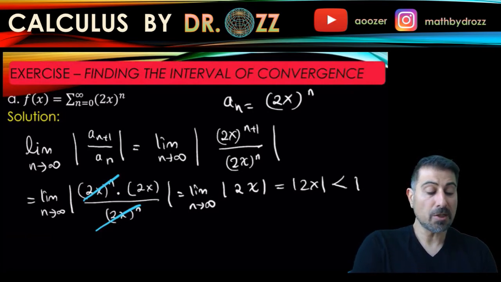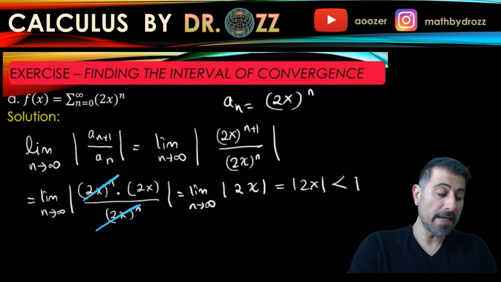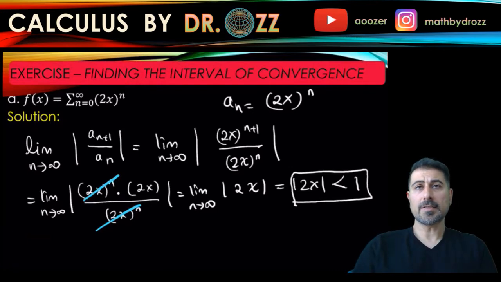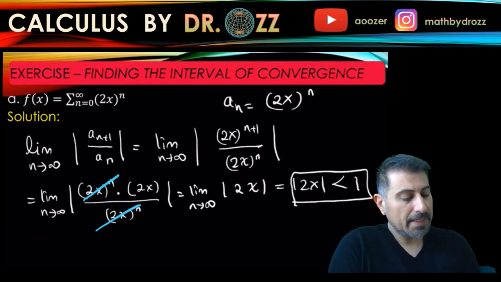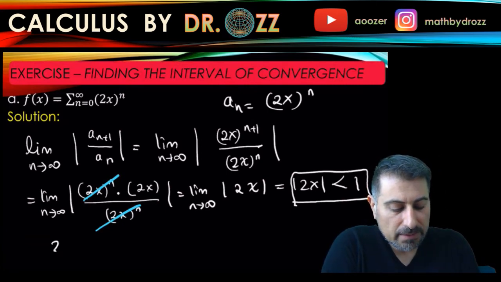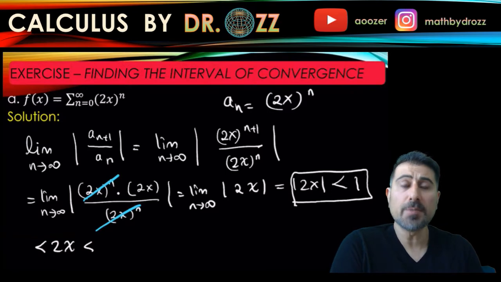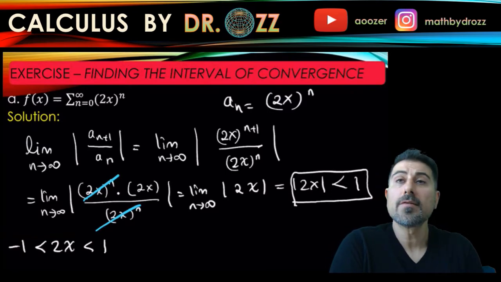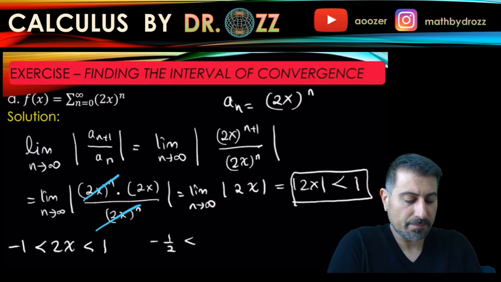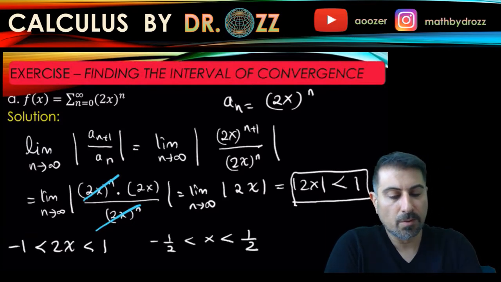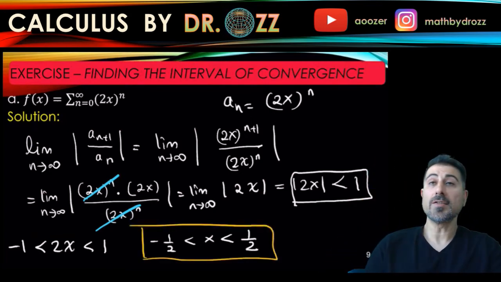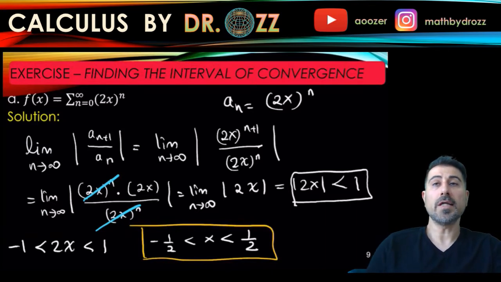Okay, so that means I'm going to choose x's in a way that x's satisfy this inequality. So let's check what that means. Well, the absolute value of 2x less than 1 means that 2x is in fact in between -1 and 1. By dividing everywhere by 2, you have x between -1/2 and 1/2.